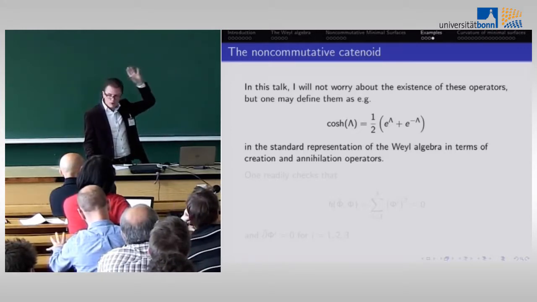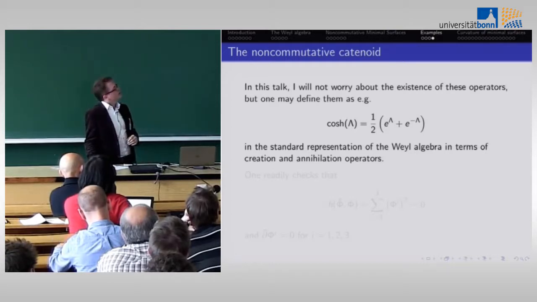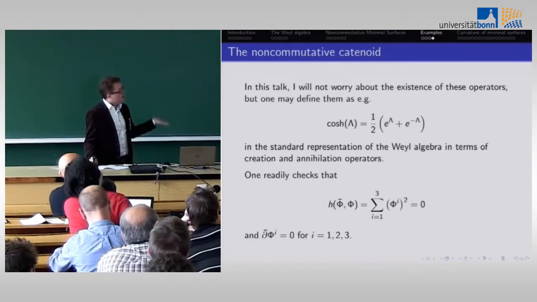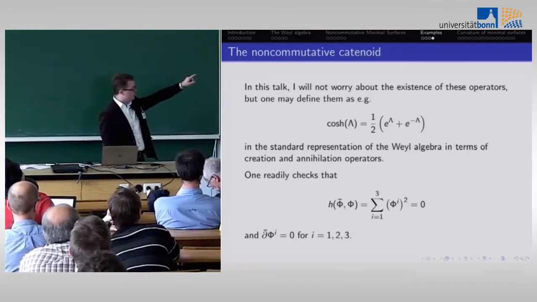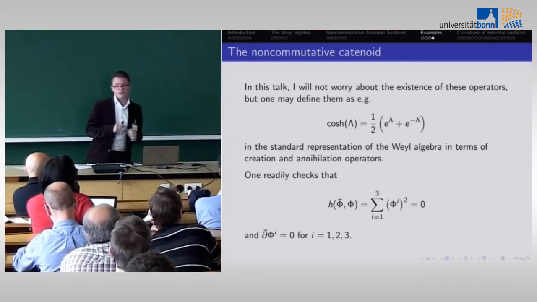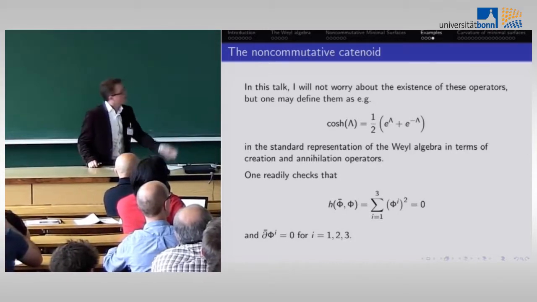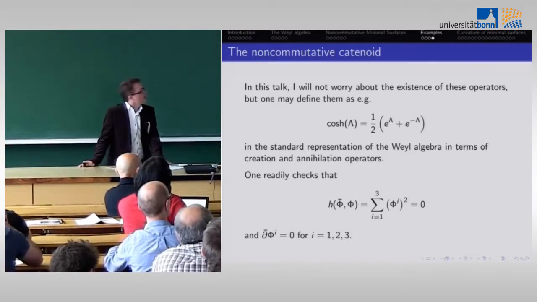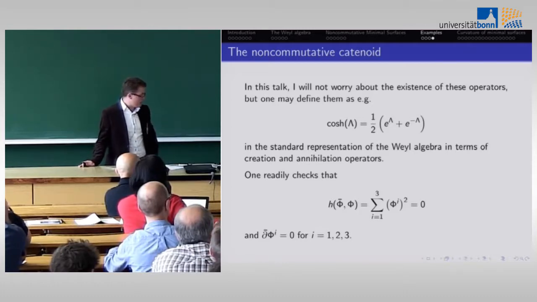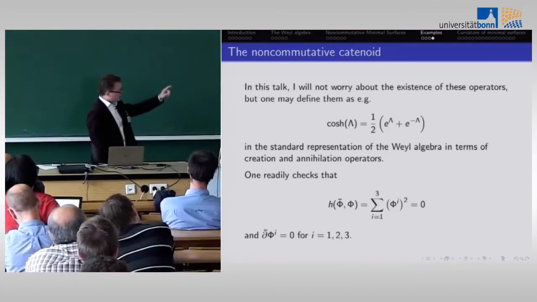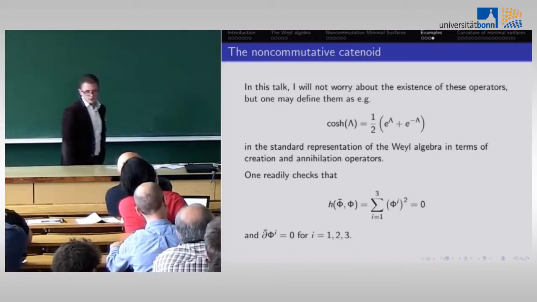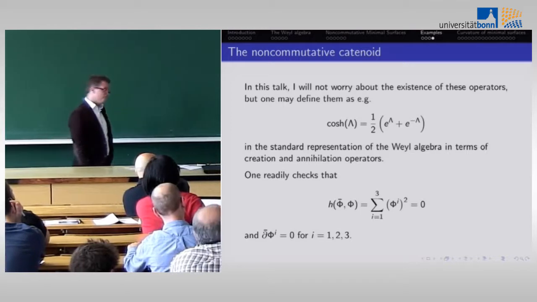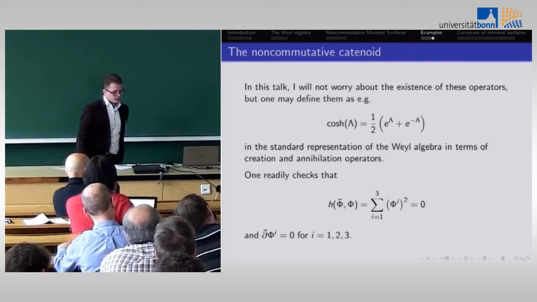You can take e to the operator with a suitable domain of definition, and you can readily check that the two conditions are satisfied. The d bar phi_i condition is trivial because it's a commutator with lambda, and everything depends only on lambda. But the non-trivial condition to check is the conformal parametrization, that this inner product, or what you would like to call it, is 0, and this you simply compute to be 0. So it also works.